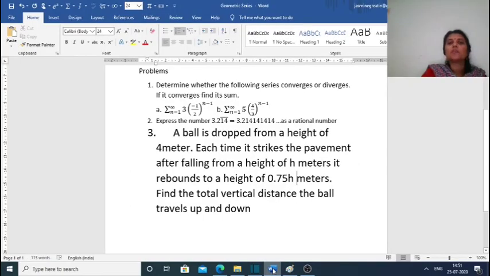So next problem is, a ball is dropped from a height of 4 meters. Each time it strikes the pavement after falling from a height of h meters, it rebounds to a height of 0.75 h meters. Find the total vertical distance the ball travels up and down.